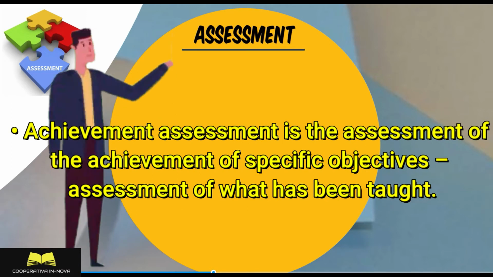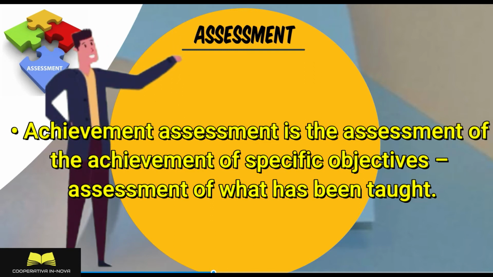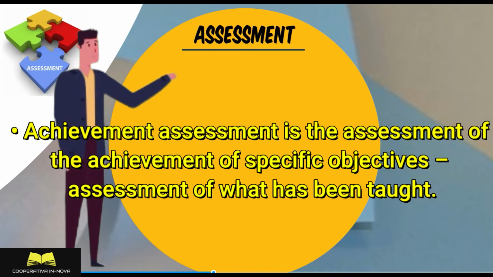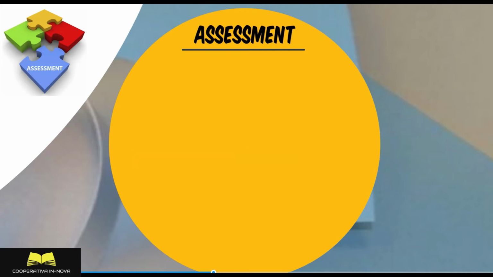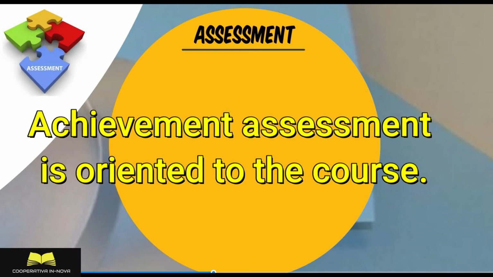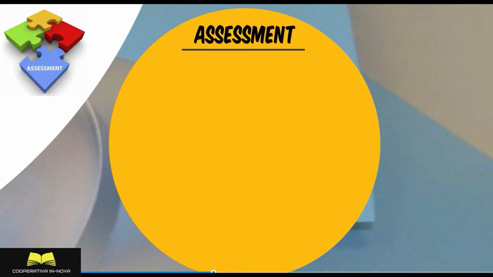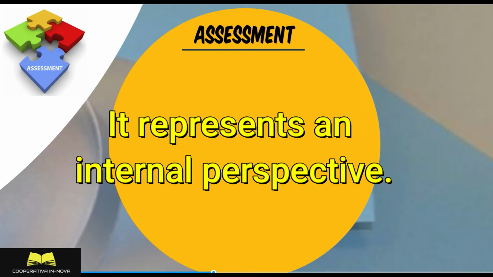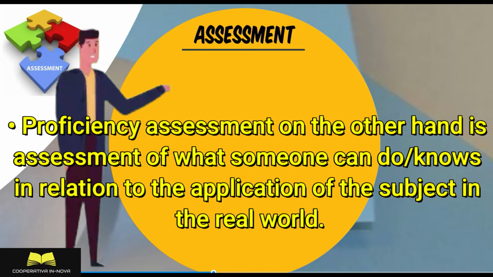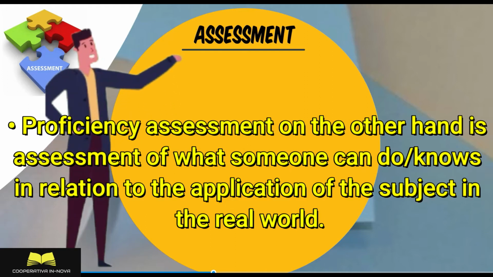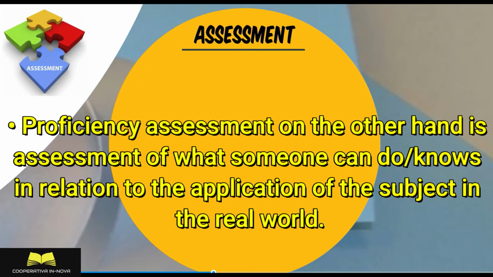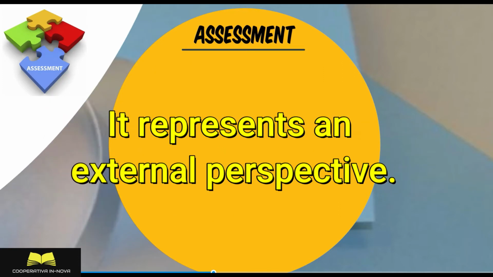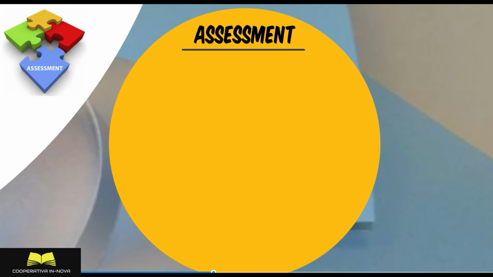Achievement assessment is the assessment of the achievement of specific objectives, assessment of what has been taught. It therefore relates to the week's/term's work, the course book, the syllabus. Achievement assessment is oriented to the course. It represents an internal perspective. Proficiency assessment, on the other hand, is assessment of what someone can do/knows in relation to the application of the subject in the real world. It represents an external perspective.